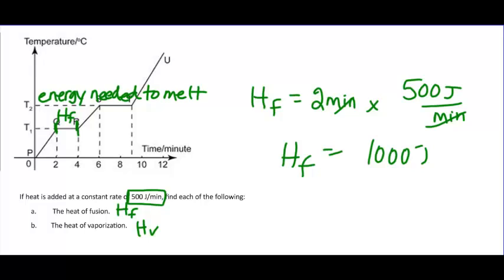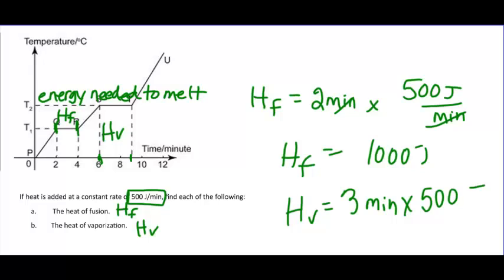Okay? We can do the same thing with vaporization. Now that looks like it begins at 6 and ends at 9, right? So this is your HV in here. So it takes 3 minutes to vaporize once you're at the boiling point. And it's 500 every minute, so that would be 1,500 joules. Okay, so it's very rare that they ask it this way, but they could. You could be expected to get the heat of vaporization or the heat of fusion off the curve.